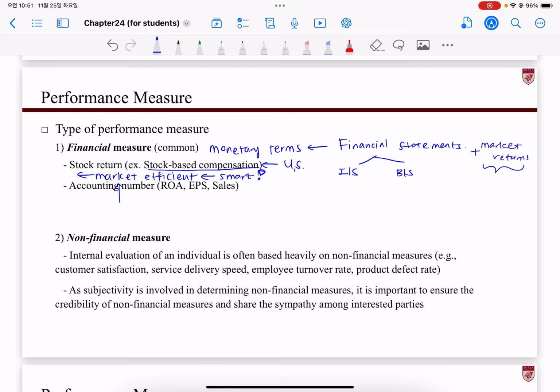Another financial measure can be accounting numbers, like the ROA. So ROA, we will learn today, is income over assets. Okay, so income comes from the IS, income statement. Assets come from the balance sheet, right? EPS is the earnings per share. So how much income, earnings, out of the total shares outstanding?